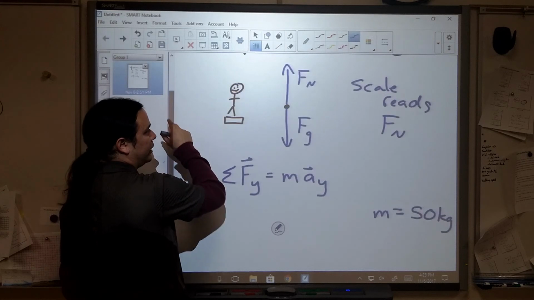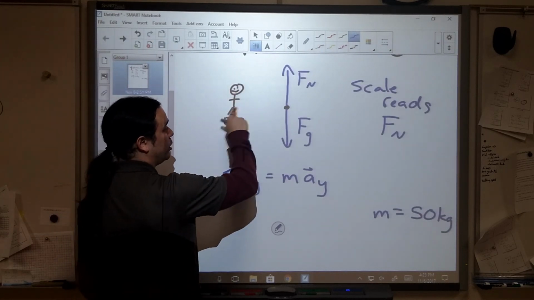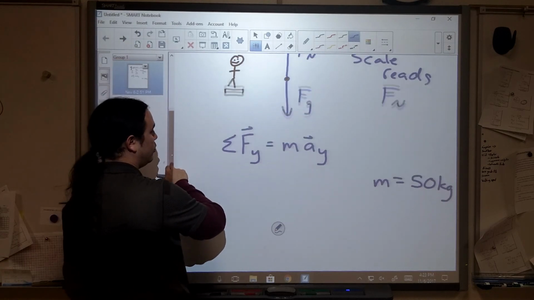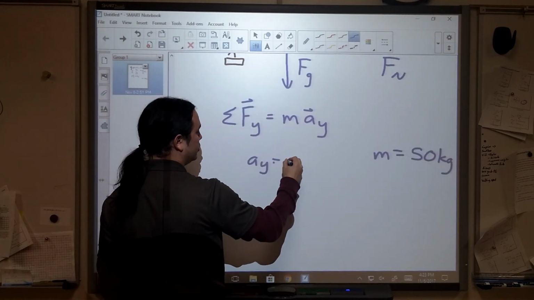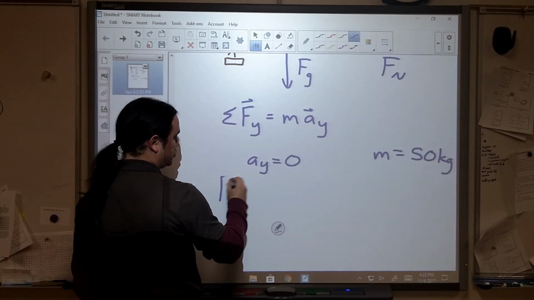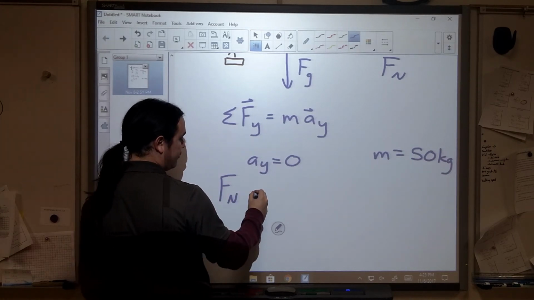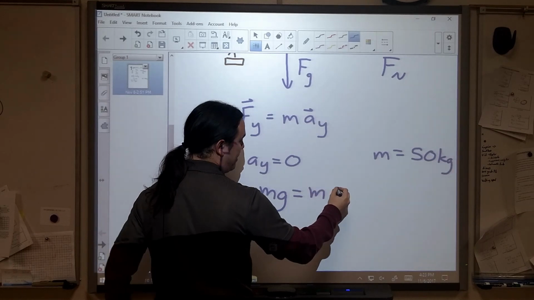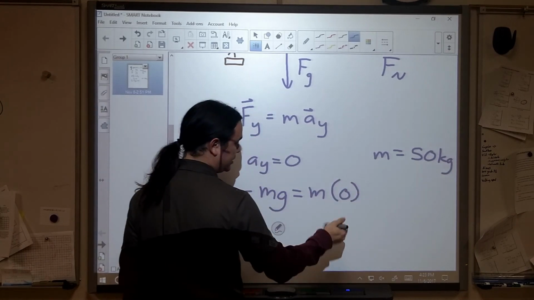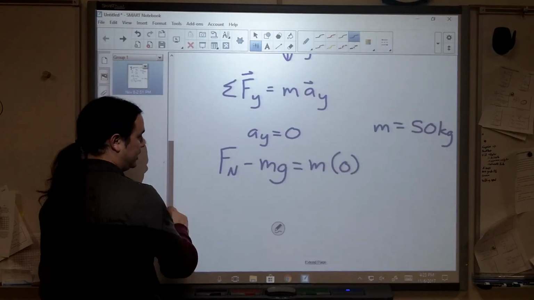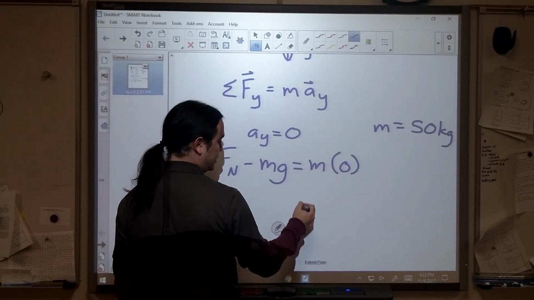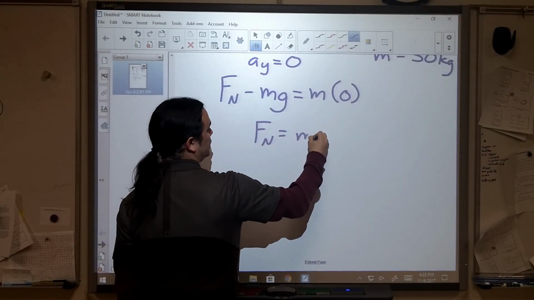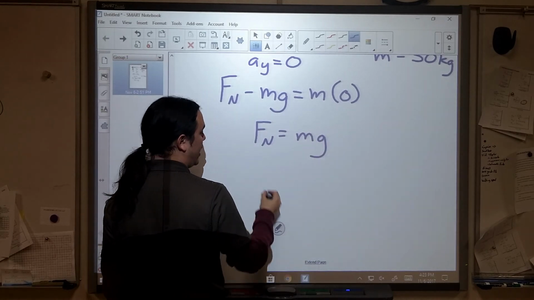If I'm standing in the lab or in my bathroom on this bathroom scale, my acceleration in the y, with me just standing there, well, the acceleration in the y would be equal to 0. And my sum of forces would be the normal force, positive, minus the force of gravity, mg, will be equal to my mass times my acceleration, which in this case is 0. Well, that means that my sum of forces is equal to 0, and I'll quickly end up with this. Normal force equals mg, our force of gravity.